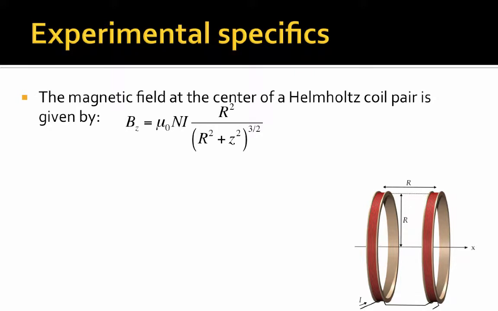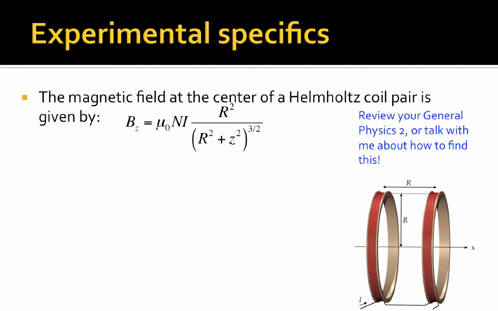We can do the physics to show that the magnetic field at the center of a Helmholtz coil pair is given by B sub Z, where Z means the magnetic field along the axis. In this picture, it's actually X, not Z, but that's the same idea. B sub Z equals mu naught N I, where N is the number of turns of wire in the coils, R squared over R squared plus Z squared, quantity to the 3/2. And we can talk about this or remember your General Physics 2 to see the derivation of this expression.